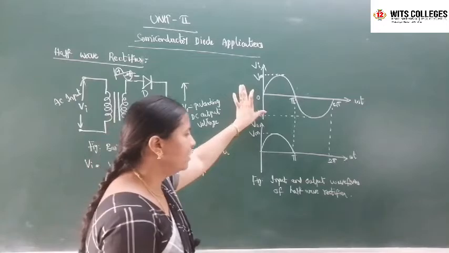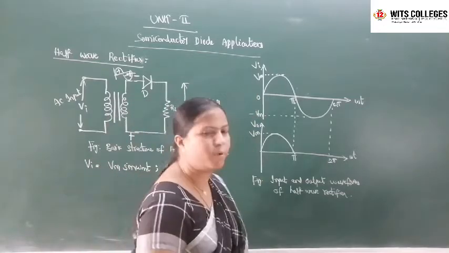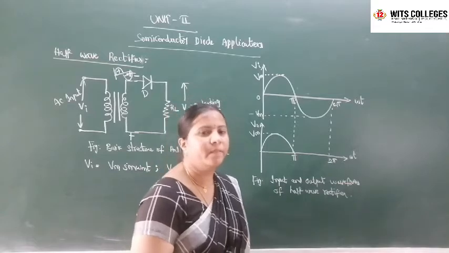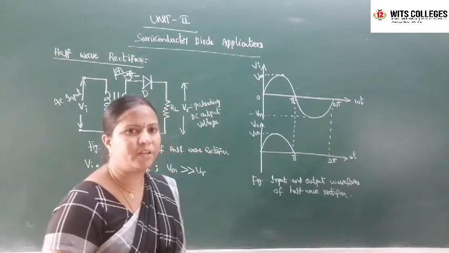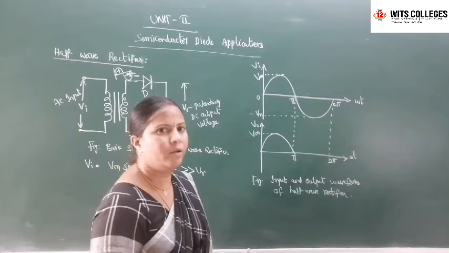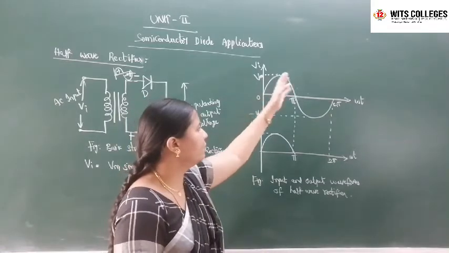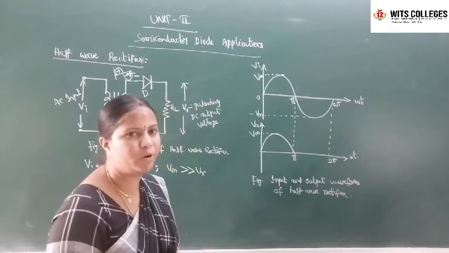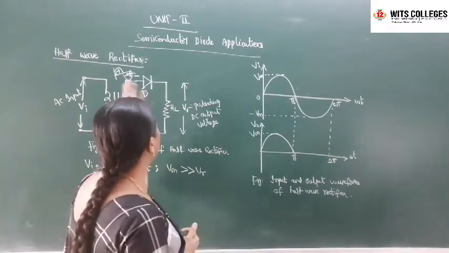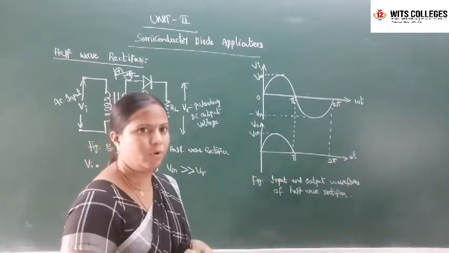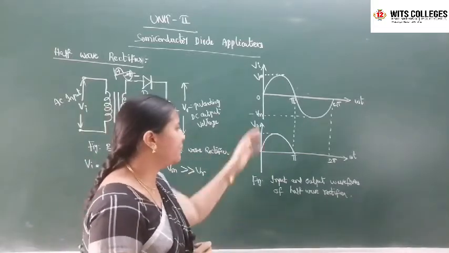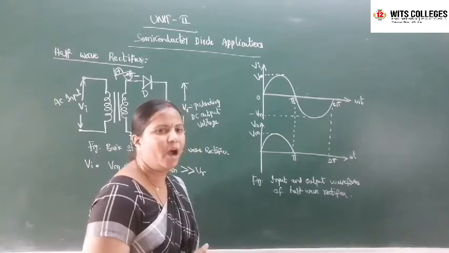This is the input waveform and this is the output waveform of the half wave rectifier. That means what is happening in the half wave rectifier? The half wave rectifier conducts only during one half cycle of the AC input voltage. That's why we named it the half wave rectifier. So this is the construction, operation, and input and output waveforms of the half wave rectifier.